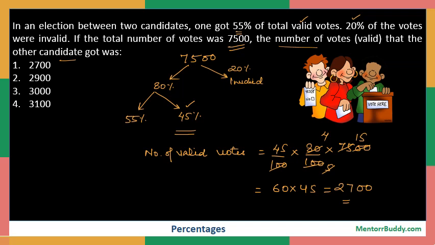The question was asking us about the number of valid votes that the other candidate received, and therefore the answer to this question becomes option number 1. So this is how we can solve questions based on percentages, but we have to be very careful about the percentage value that we are trying to evaluate, because in this case 45% of 7500 would have given us the wrong answer. So it is 45% of 80% of 7500. That gives us the correct answer to this question.